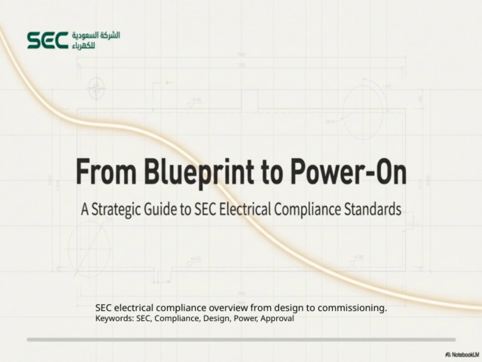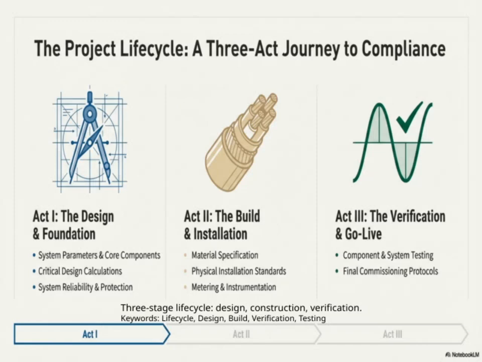Let's get started. Let's take a closer look at the three-stage life cycle that underpins our process: design, construction, and verification. These stages form the backbone of how we develop and ensure quality in our projects. First, during the design phase, we focus on planning and creating detailed specifications. This is where we define what the system needs to do and how it should function.